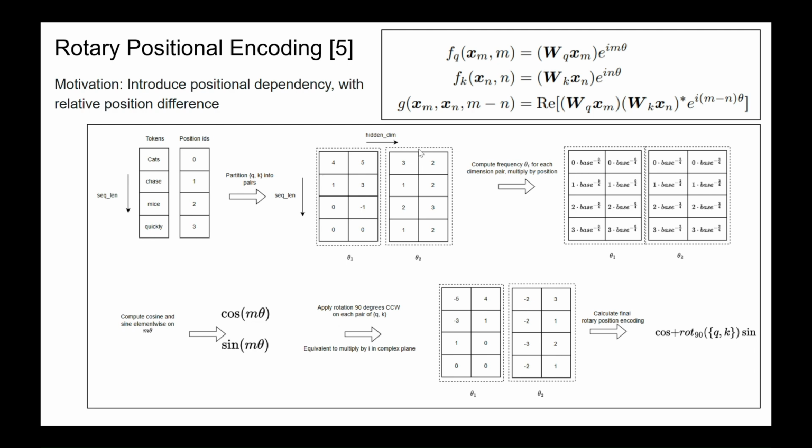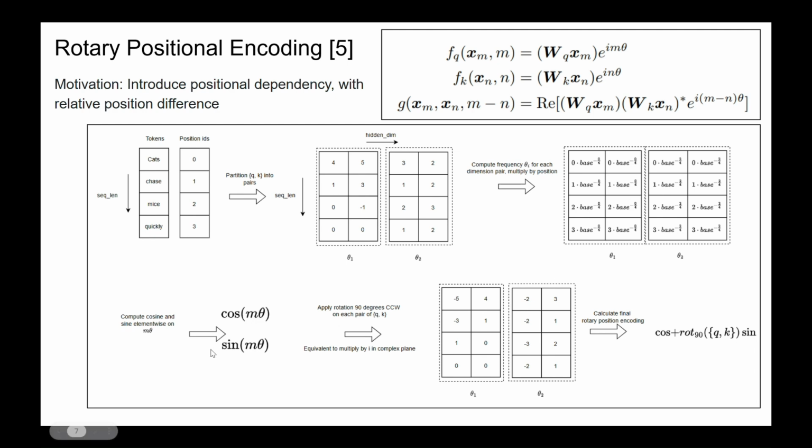For example, the first row corresponds to the word cats, and the second row is the word chase, and so on. So 0, 1, 2, 3. This essentially encodes the position, the ordering of each word, along with the pairs of the hidden dimension or the embedding dimension. So we have a representation based on how the words appear, and a representation based on how each word is represented in pairs.